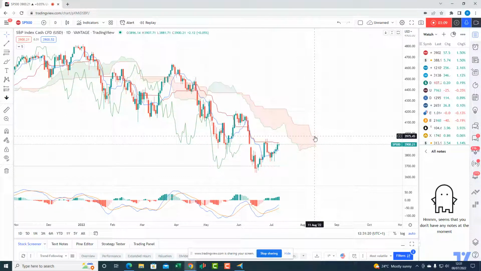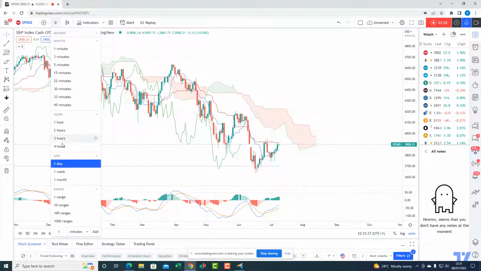It tells us there's a lot of resistance to deal with, as well as the front end of the cloud. 3,975 is also another major resistance zone, as well as the top end of the cloud there at 4,076. So highlight those two on your chart to give an idea where this little rally can last up to, from a contrarian swing trade point of view.